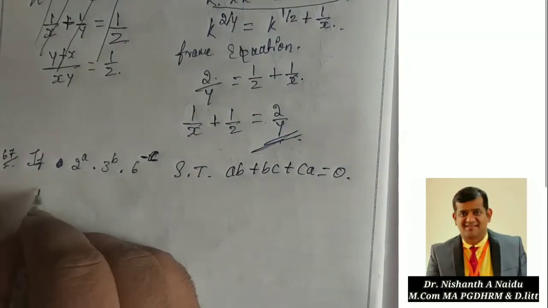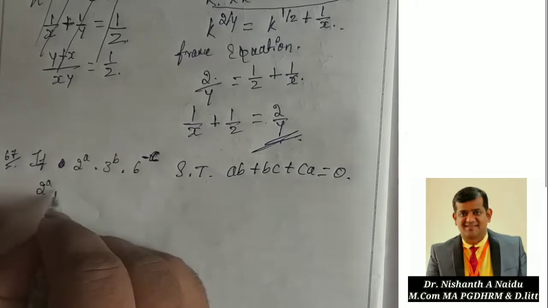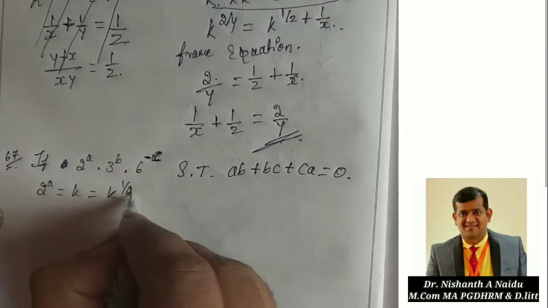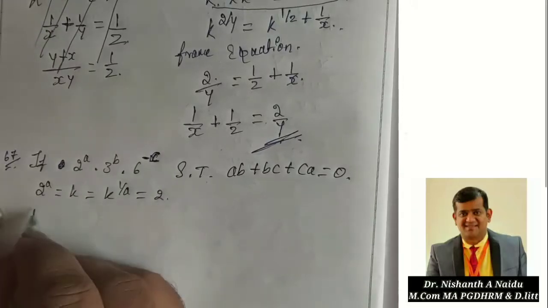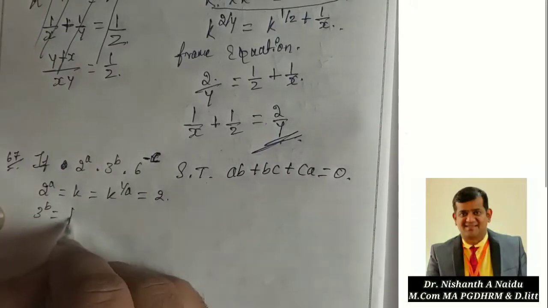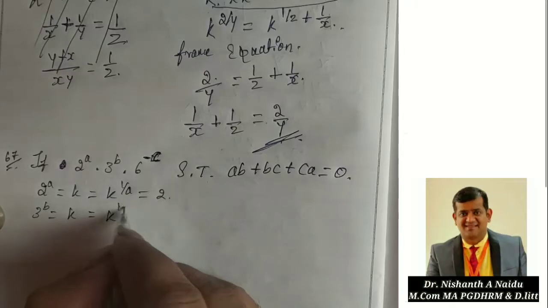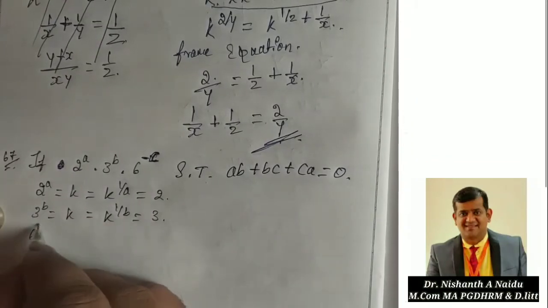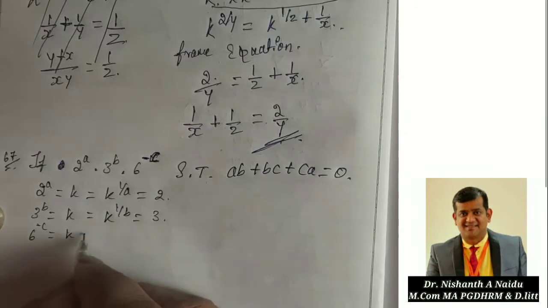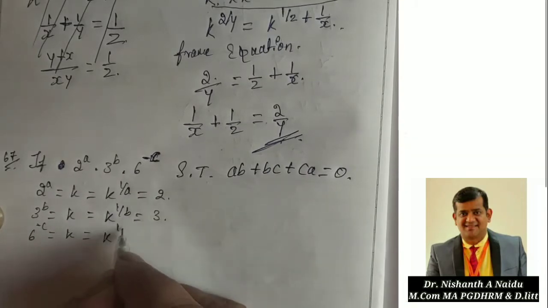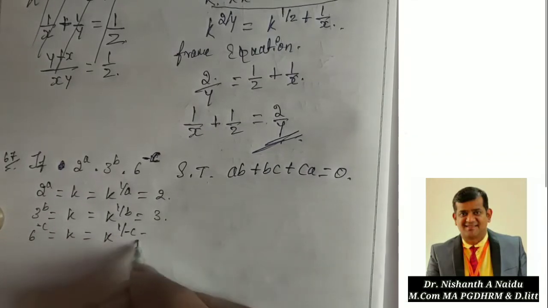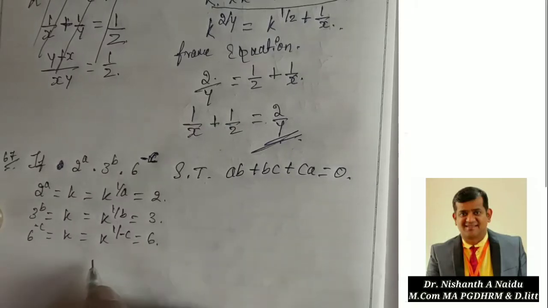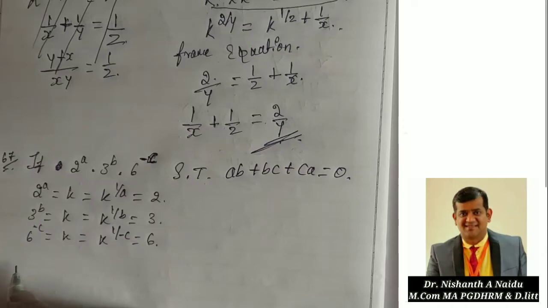So framing an equation is easy, right? That is k. So k to the power of 1 by a equals 2. Then 3 to the power of b equals k, so k to the power of 1 by b equals 3. Then 6 to the power of minus c equals k, so k to the power of 1 divided by minus c equals 6. Okay, so now we got the figures to form an equation.